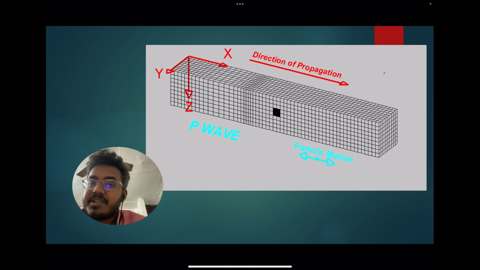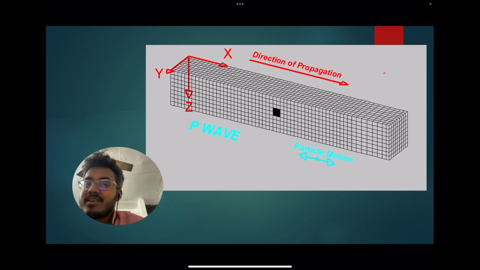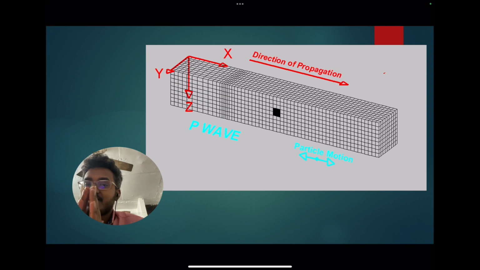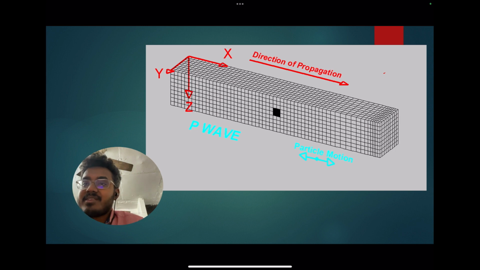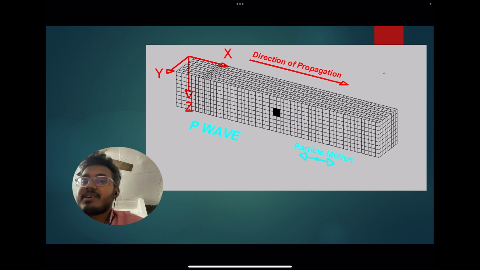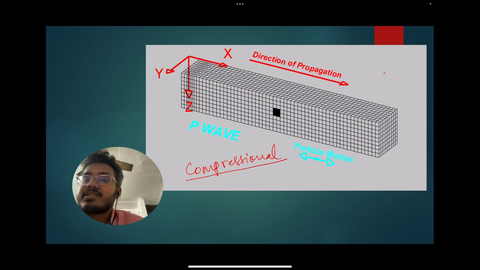P waves propagate through the medium by squeezing and stretching it. Look at the black dot in the middle. It is being squeezed and stretched, and this is how this wave propagates. That's why it is also known as compressional wave. And since it creates regions of high and low pressure, it is also known as pressure wave.